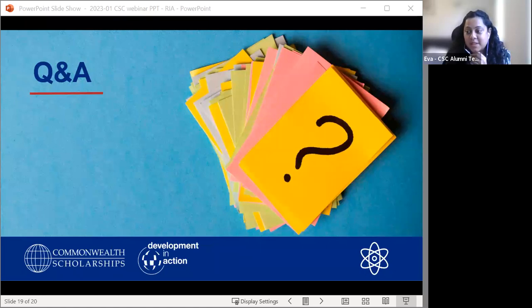Okay, so the next question is for Dr. Olusola, and the question is: are there any means to build solar panels which are less expensive so that the majority can afford them?